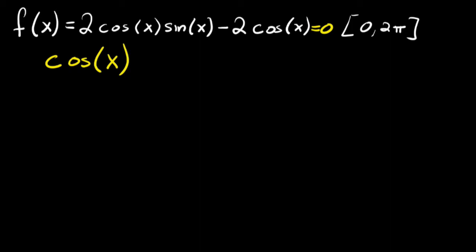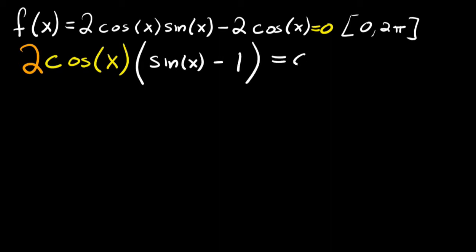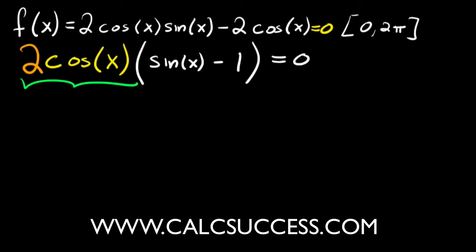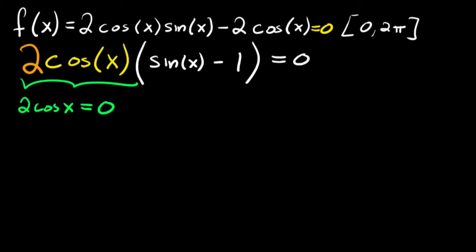And might as well factor out the 2 cosine. And that would leave you with sine of x minus 1 is equal to 0. And then all we have to do is solve each one of these. So we would solve, for example, 2 cosine of x equals 0. And then we would solve this other guy, sine of x minus 1 equals 0, or sine of x is equal to 1.